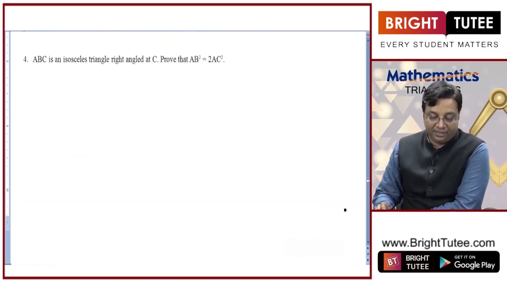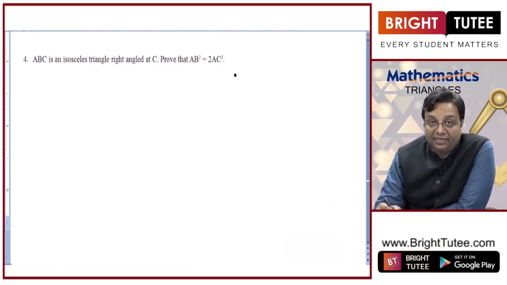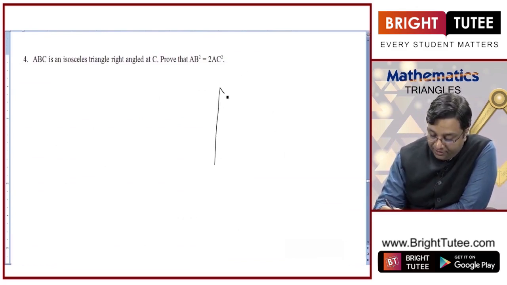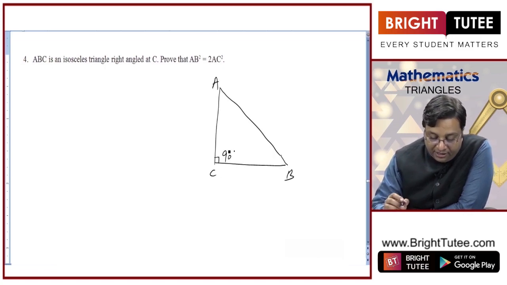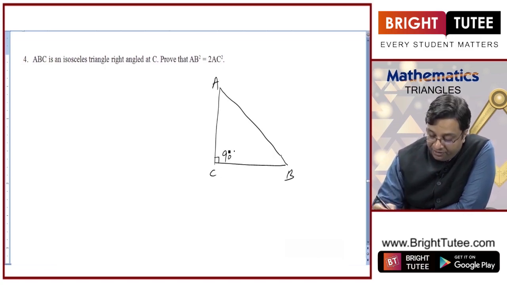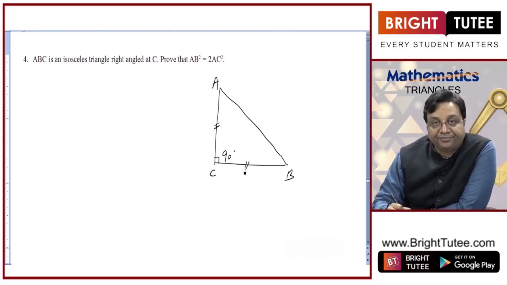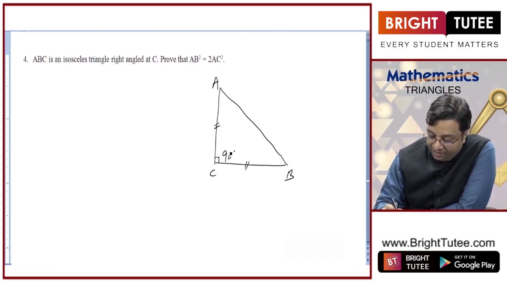Okay. Now, ABC is an isosceles triangle right angled at C. So let us say this is a triangle ABC and this is the right angle, and it is an isosceles triangle. Now, if it is an isosceles triangle, then AC will be equal to BC. Why? Because there cannot be another 90 degrees, right. This has to be the biggest side. So the smaller sides will be equal. So AC is equal to CB.